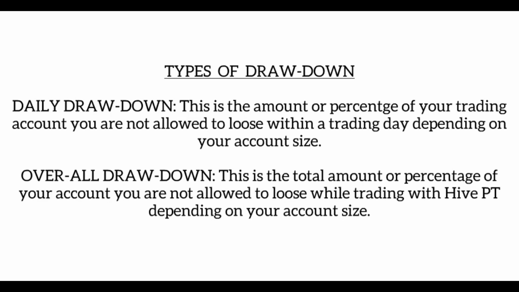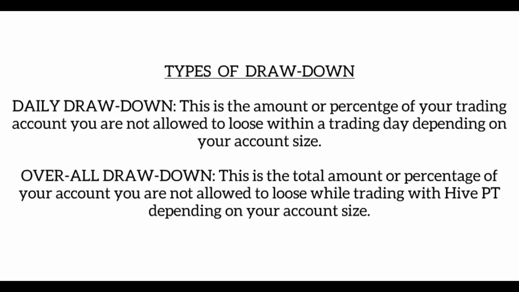So you have a $10,000 account and you're given a percentage not to lose up to. Whatever loss you make during a trading day, under 24 hours, is supposed to be within that range and not up to that range. If you're given a percentage of 5%, you're not supposed to lose up to 5%, because once you lose up to 5% in a day, you've breached the agreement you have with Hive PT.